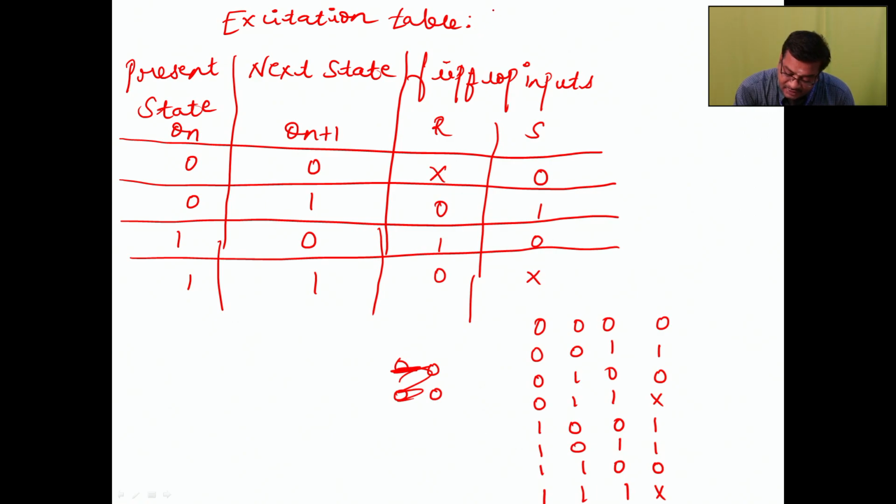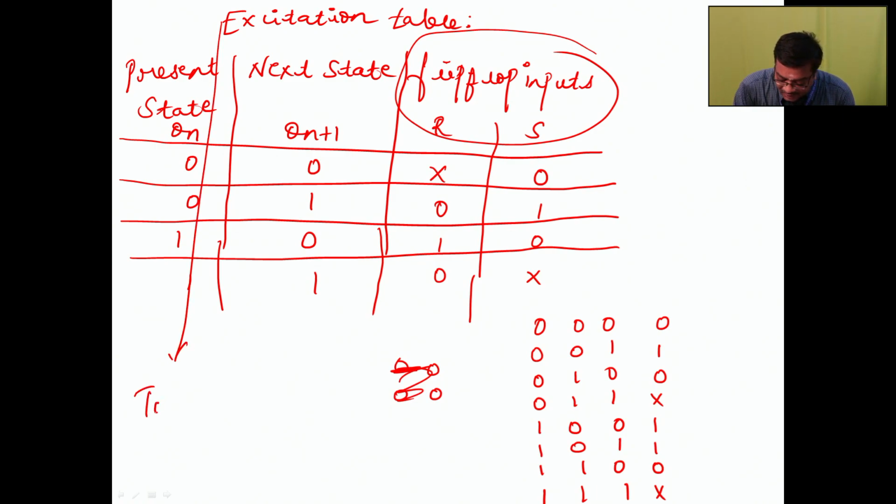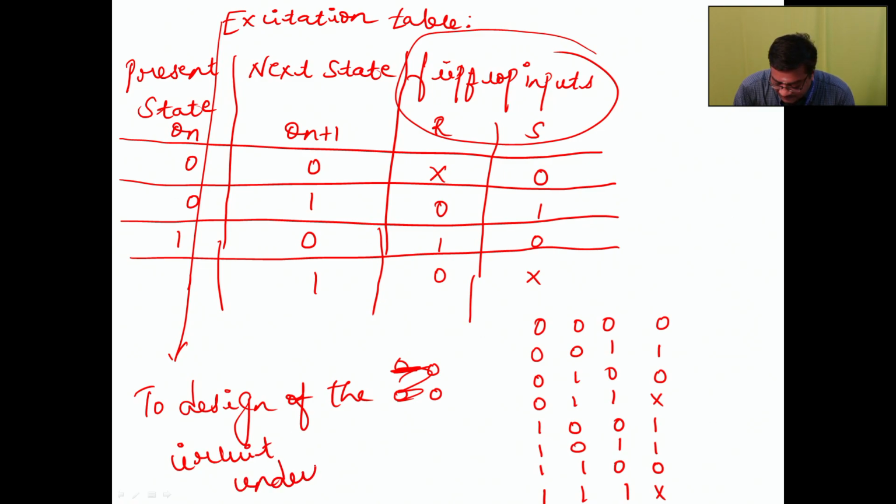Now, in the excitation table, what are we going to find out? We are going to find out the flip-flop inputs. Why are we going for this excitation table? To understand the design of the circuit.